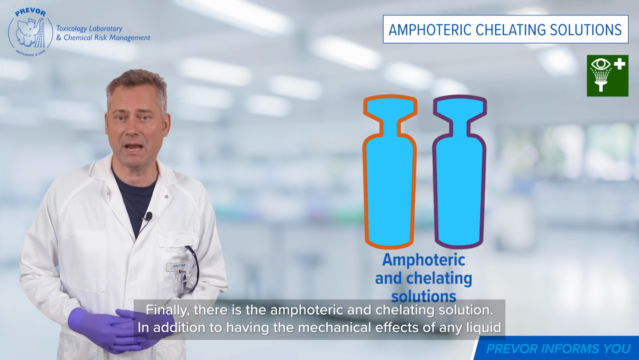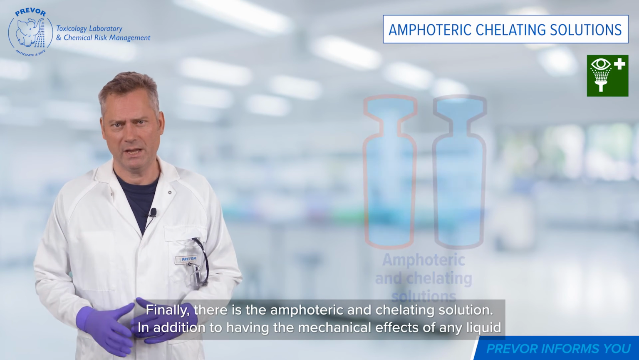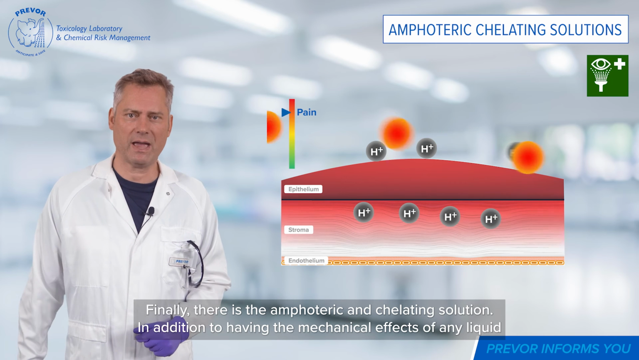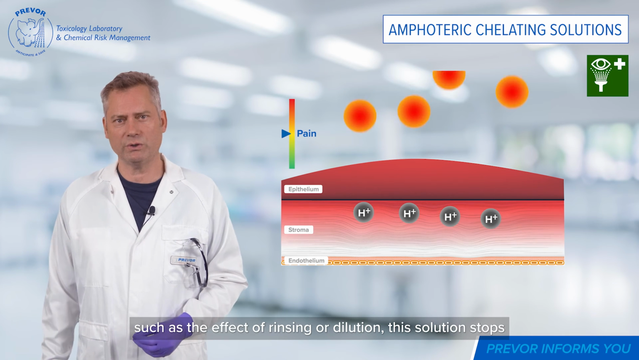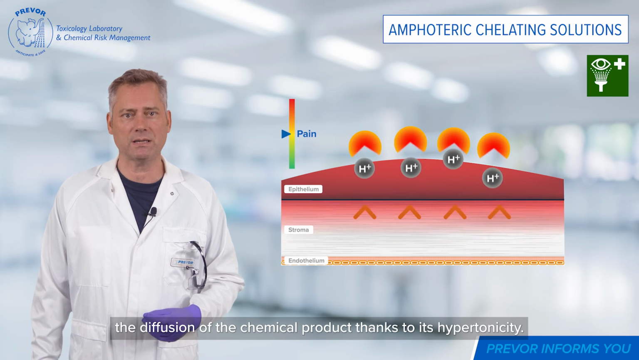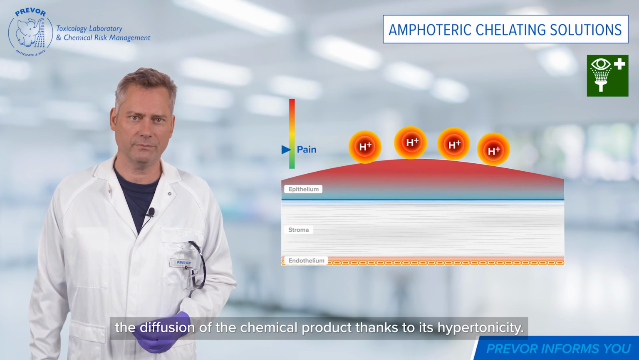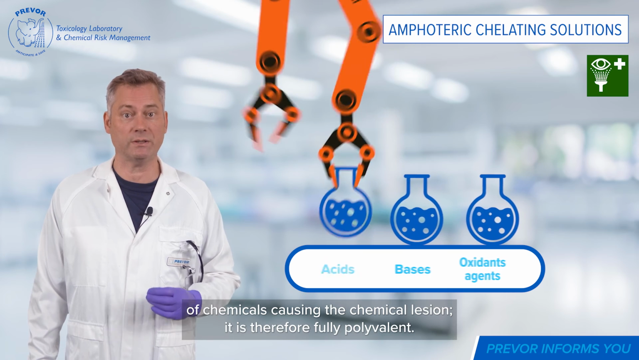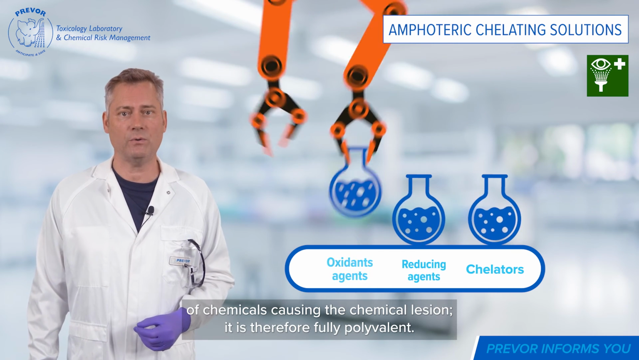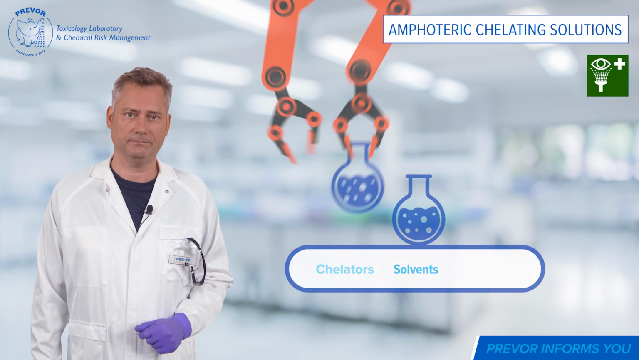Finally, there is the amphoteric and chelating solution. In addition to having the mechanical effects of any liquid, such as the effect of rinsing or dilution, this solution stops the diffusion of the chemical products thanks to its hypertonicity. It also stops the aggressiveness of the 6 families of chemicals causing the chemical lesion. It is therefore fully polyvalent.